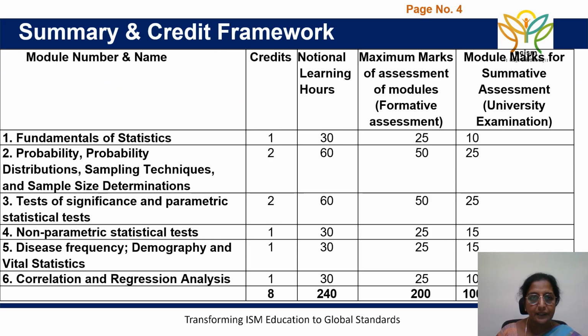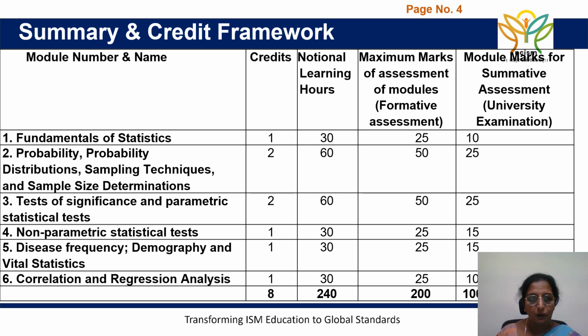Coming to the summary and credit framework, this is a view of page number 4 of the curriculum. Here, the first column shows the module number with the name. The second column shows the number of credits. Third column shows notional learning hours. Fourth column shows the maximum marks for formative assessment. The last column shows the marks assigned for the summative assessment or university examination.